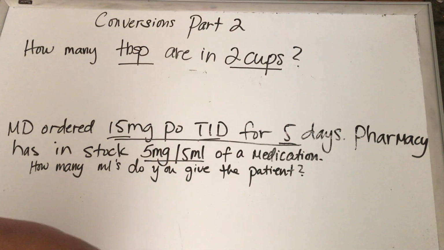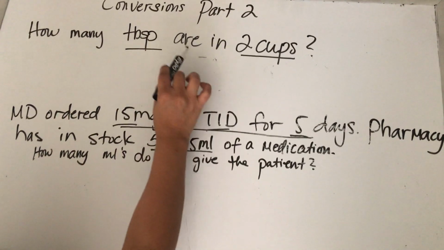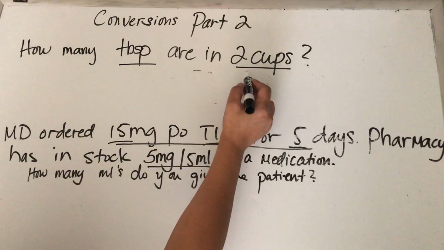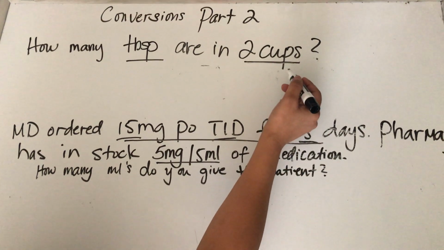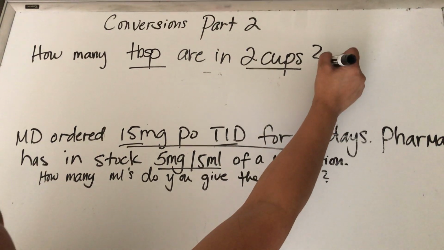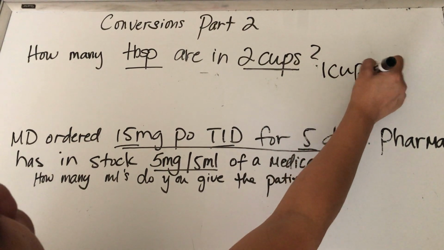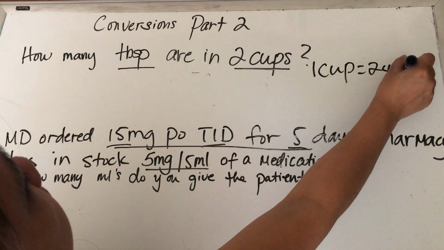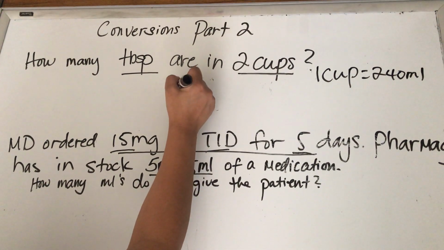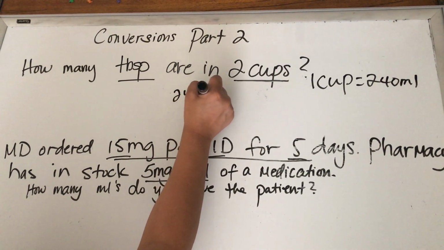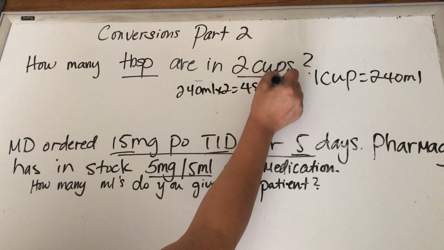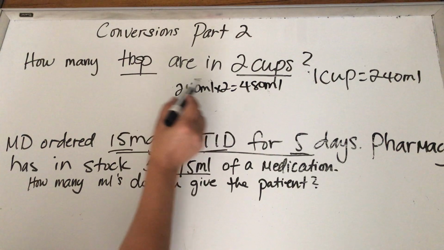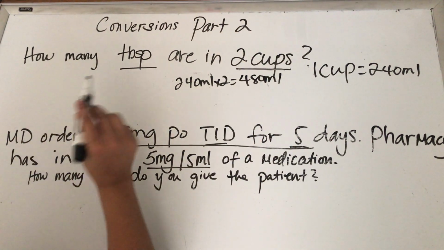Okay, conversions part 2. How many tablespoons are in 2 cups? You want to look at this first and see how many mLs are in 2 cups. So your conversion here is 1 cup is equal to 240 milliliters. So 240 milliliters times 2 is equal to 480 milliliters. Now we want to know how many tablespoons are in 480 milliliters.